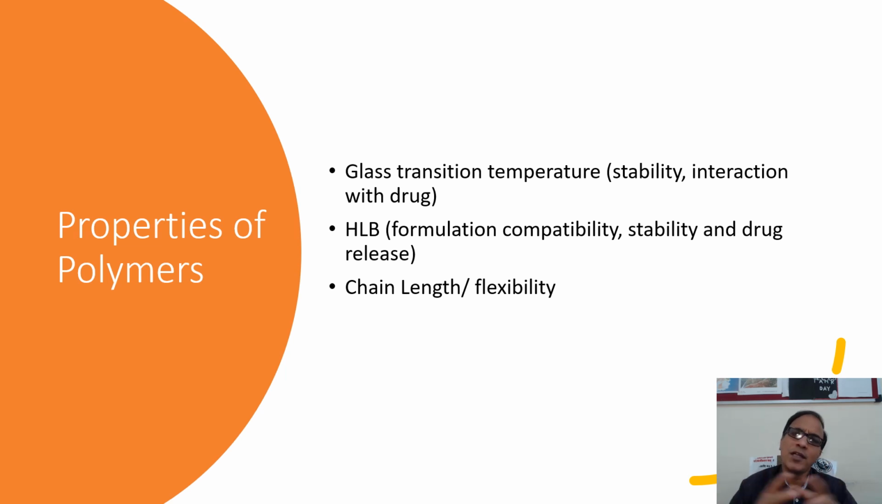The next important thing is chain length and flexibility. Longer the chain length, higher the bioadhesion, up to a certain length. You cannot say that a whole long polymer chain will be bioadhesive. No, then the steric hindrance or other factors will work. So an optimum length in general. And the polymer chain's flexibility also governs many things, including the bioadhesion and release properties sometimes also.